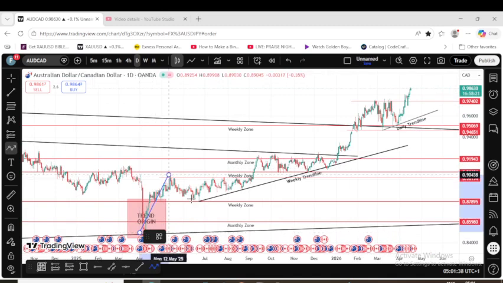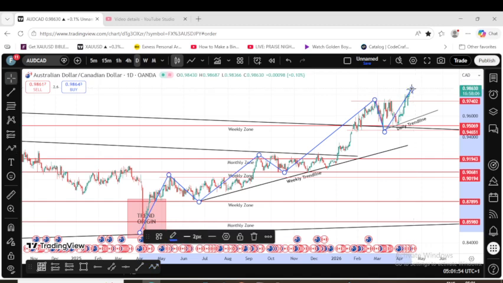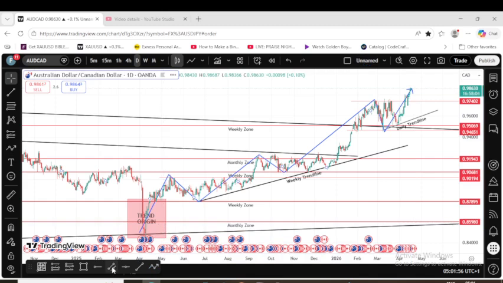Price has gone impulsive, followed by a correction, followed by an impulsive move, followed by a correction, followed by an impulsive move here, followed by a correction, and price has just broken the previous higher high. So meaning that price is just in the middle of it. Meaning that price has just started a new impulsive move.